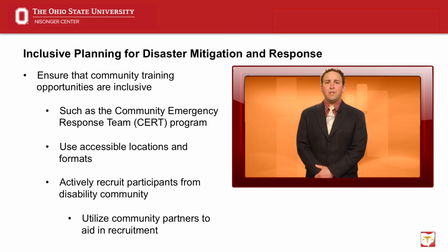Ensure that any community emergency training programs, such as the Community Emergency Response Teams program or CERT, are offered in inclusive formats. If your local EMA offers the CERT training, be sure to ask participants if they require any accommodations to allow them to participate fully in the training. Offer the program in accessible locations and in accessible formats, such as in American Sign Language. Actively recruit CERT participants from the disability community.